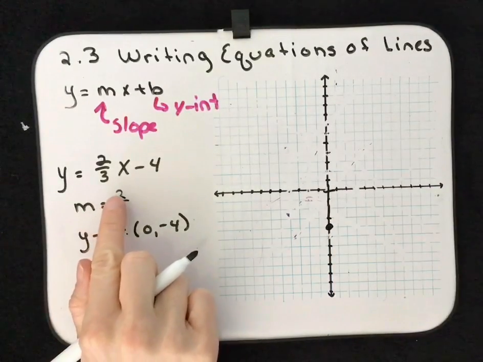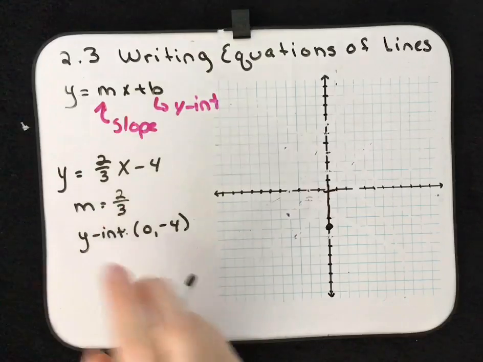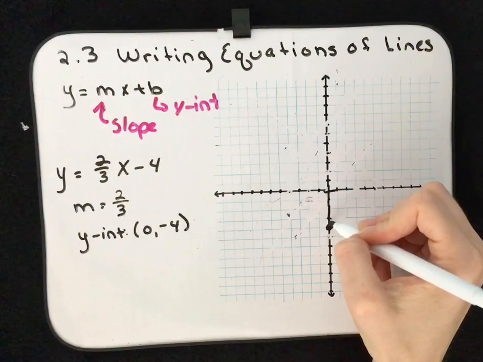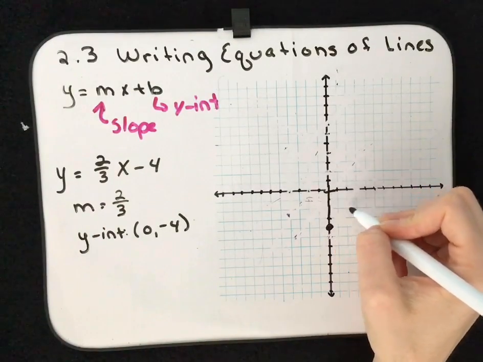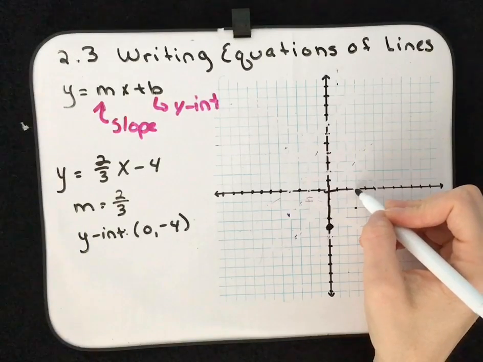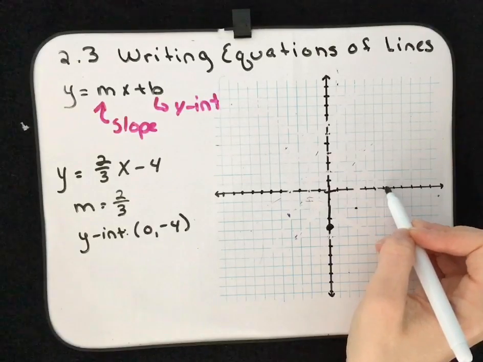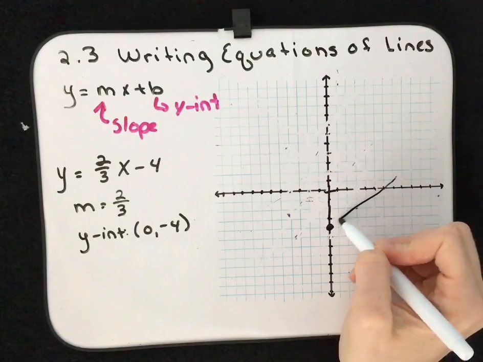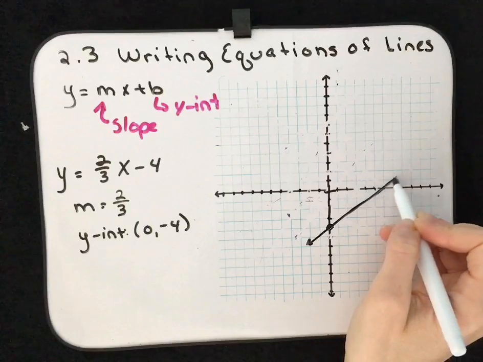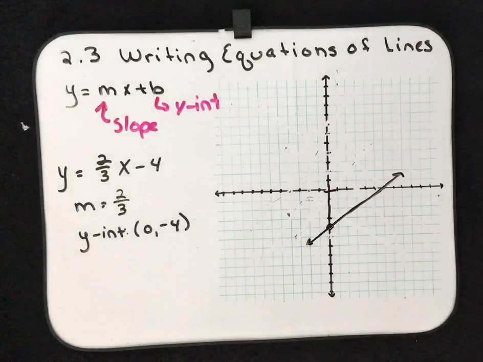And this says we go up 2 and over 3. It's a positive 2 this time. So we go up 2, 1, 2, and over 3. Up 2 and over 3. We can connect our dots. There we go. And now we have the graph of our line. Let's try again.